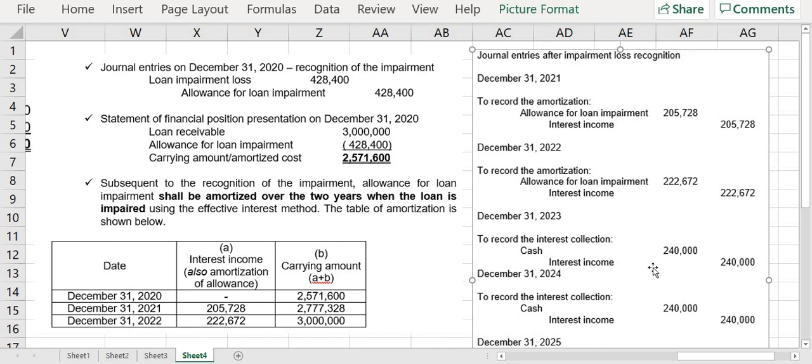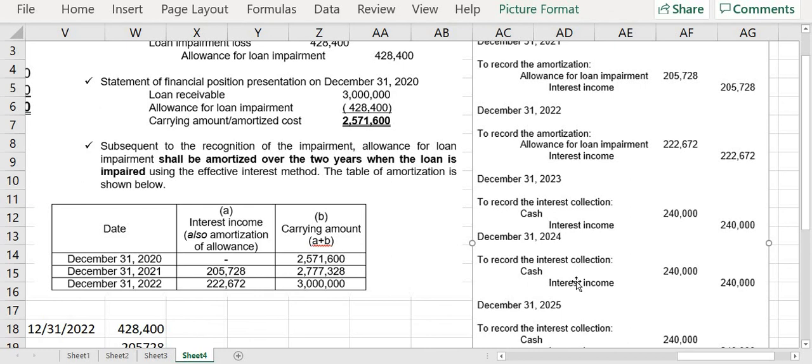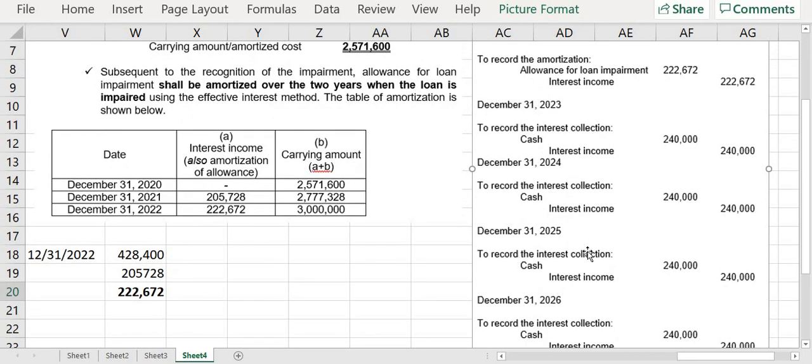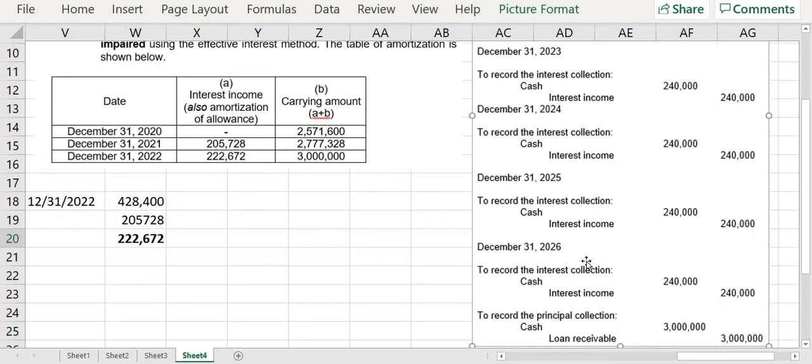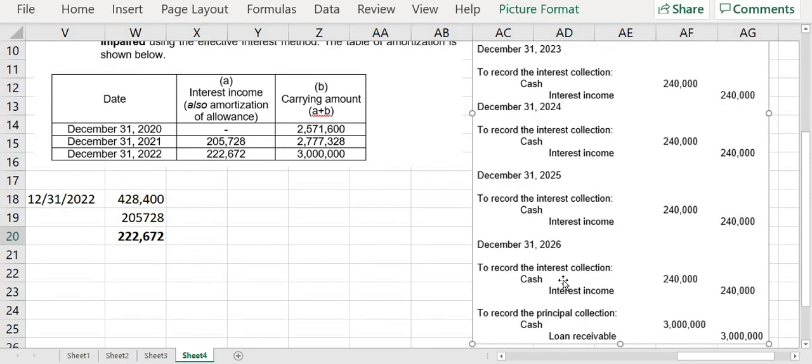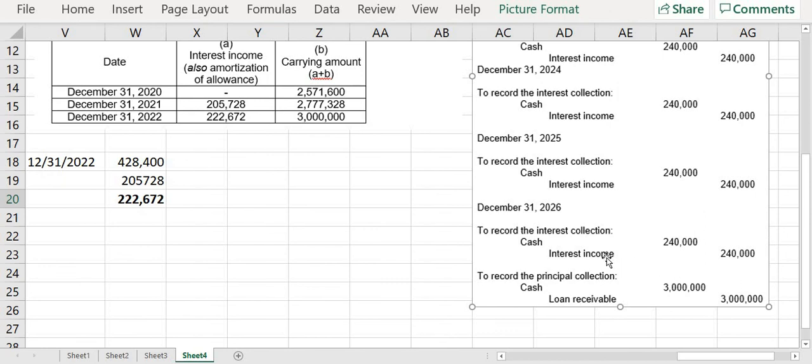Now, bakit wala na tayong entry for the amortization of allowance? So, dahil tapos na, no, in 2022. Ginawa na natin sa in 21 and 2022. So, in 2023, wala nang amortization. Solely collection of the interest na lang. Yan. In 2024, the same. No? In 2025, the same entry for the collection of the interest. And then, in 2026, collection of the interest as well as the final settlement or the settlement of the principal. Yan. That's a debit to cash and a credit loan receivable for 3 million.